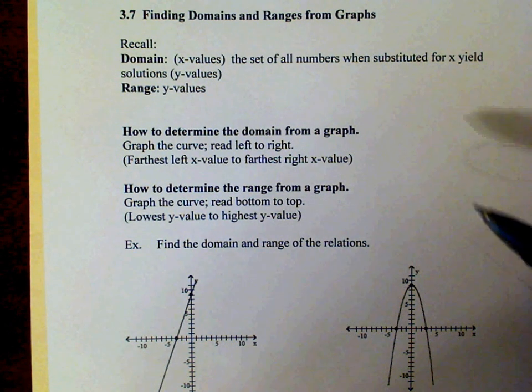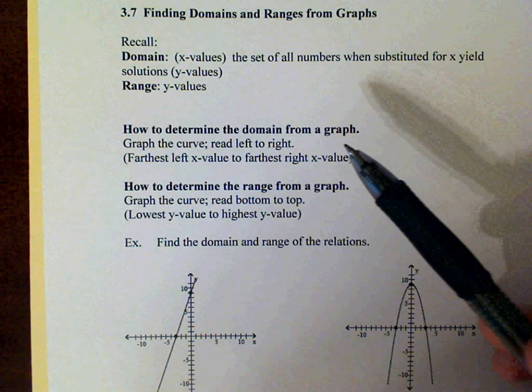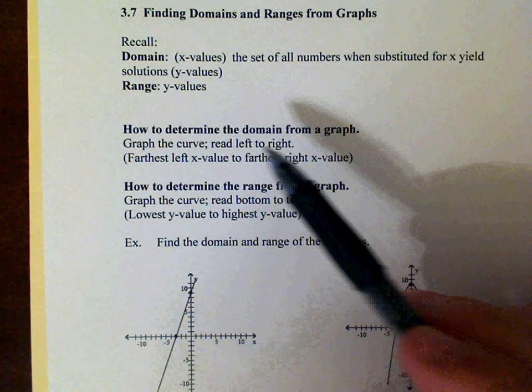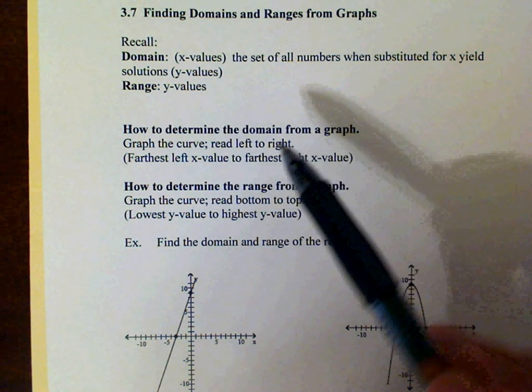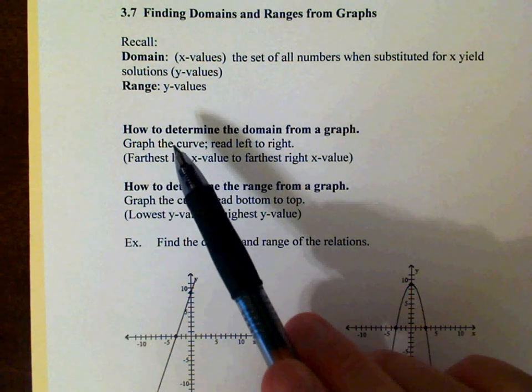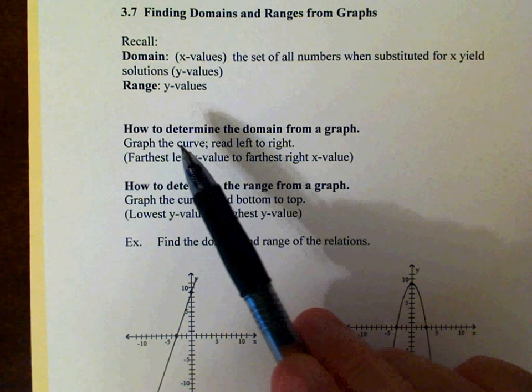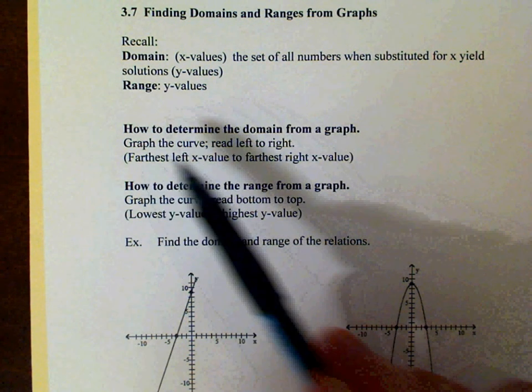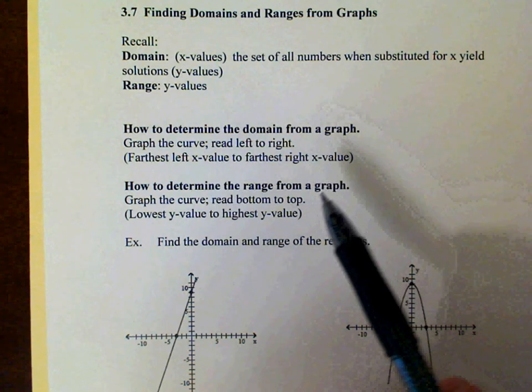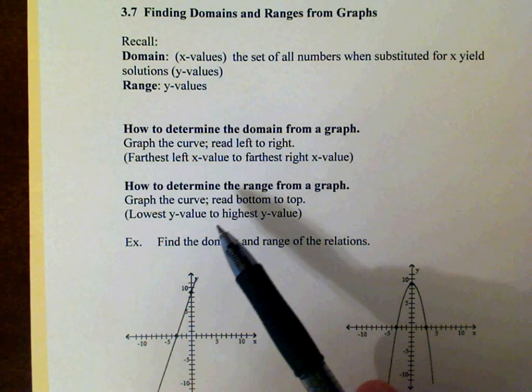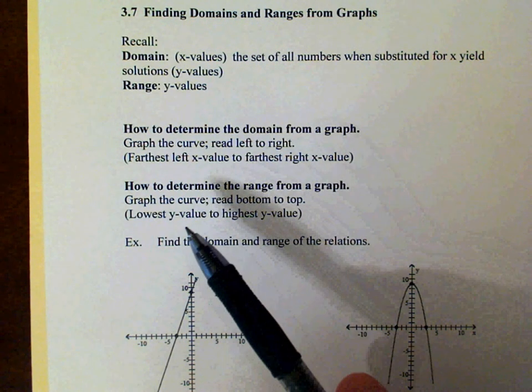Now remember that a graph, you read it as far as x values go, the x values always go left and right. So we're going to start from the left because that's the negative side. It's also the smaller side. Numbers are smaller when they're negative. So we're going to go from smaller to larger, and that's left to right. When we do the range, we're going to do from bottom to top, the lowest y value to the highest y value.